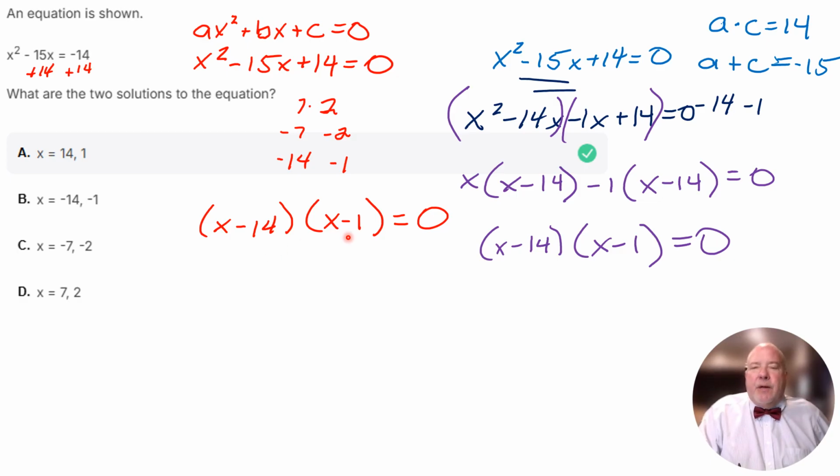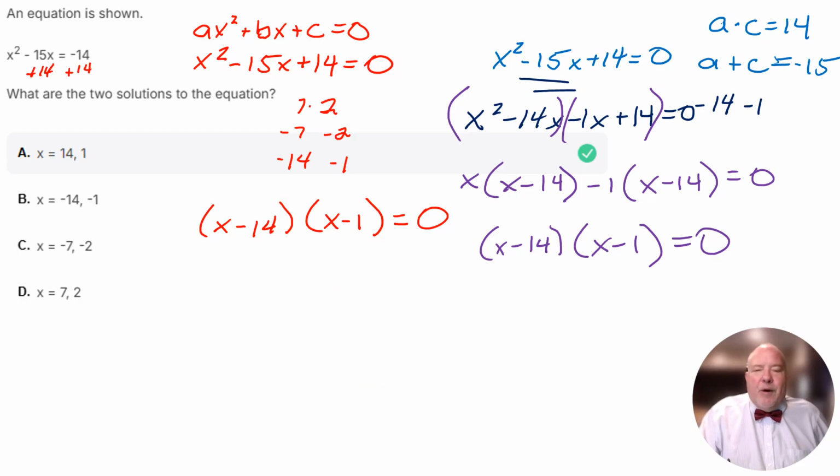And yes, I will agree that this is more work, but there are some problems where you're going to have to use this method. So I would suggest that you learn how to use grouping and use it all the time. If you have a really good memory and you can remember both of these, then you're definitely better off using the first method that I did.